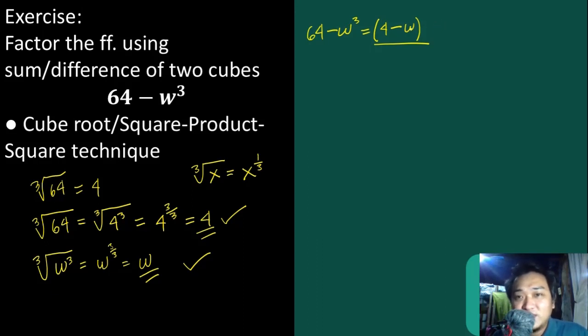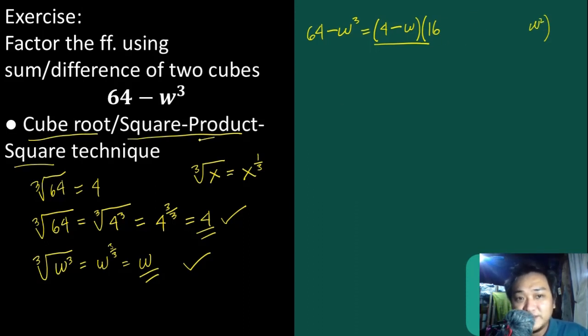So you have 4 minus w, or the quantity 4 minus w again. Tapos na tayong mag cube root. Ang gagawin naman natin, square product square. So what will be the square of 4? The square of 4 is 16. While yung square naman ni w, regardless of its sign, or regardless of the operation or sign of w, that will be w squared.